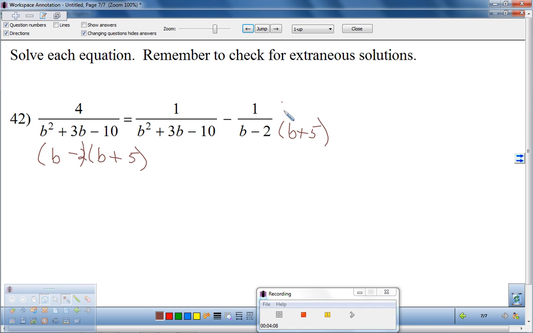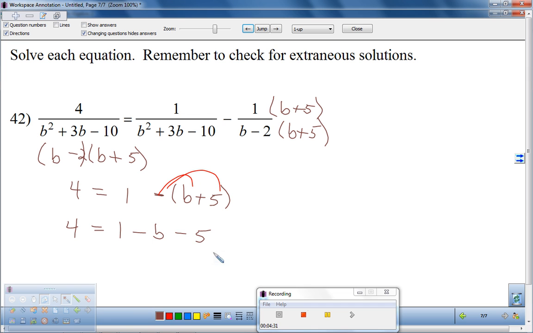Now you need to be careful with this one because you have this negative out here. I'll show you what I mean in a second. So we'll bring down the 4 is equal to 1. Then we have negative b plus 5. You need to distribute the negative. So we end up with 4 is equal to 1 minus b minus 5. Okay, again, we distributed that through so that we end up with this.